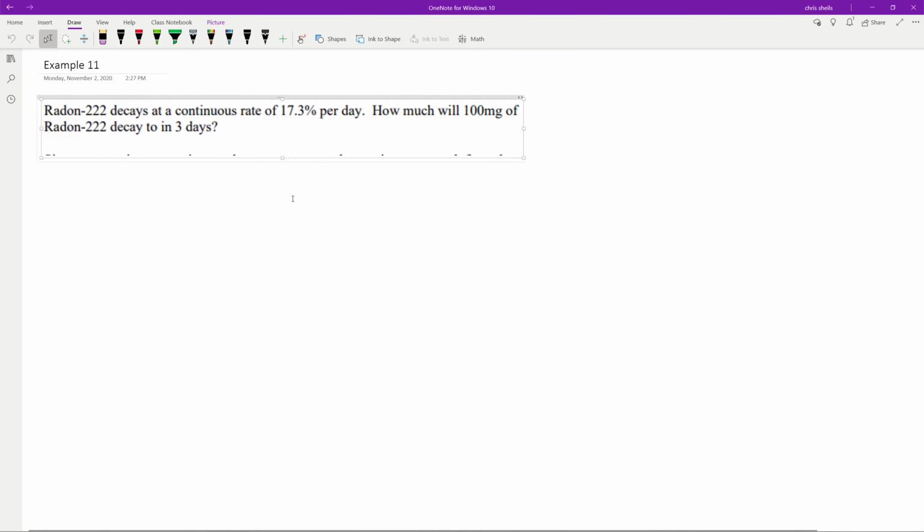Let's look at an example of continuous growth. Radon 222 decays at a continuous rate of 17.3% per day. How much will 100 milligrams of radon 222 decay to in 3 days? Well, we're given a continuous decay rate here, so we're going to use our continuous growth formula. And my r here is going to be negative, since this is decay. So r is going to be negative 0.173.